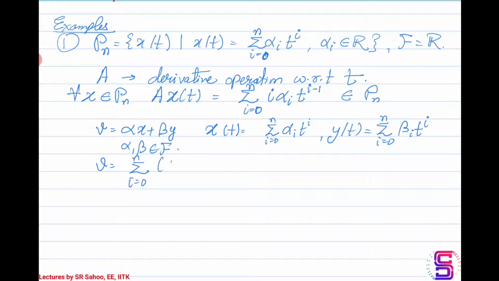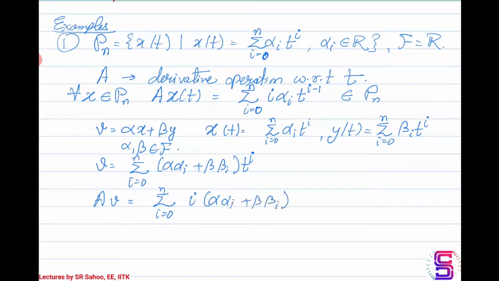Sum from i equal to 0 to n of alpha times alpha_i plus beta times beta_i, multiplied by t to the power i, is what V is. Now when A acts on V, what do you get? Sum from i equal to 0 to n of i times this factor, multiplied by t to the power i minus 1.